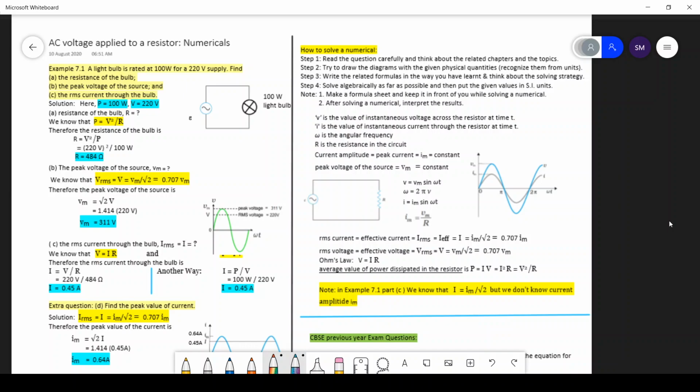Students, we will do the numericals based on the topic AC voltage applied to a resistor. We have example 7.1 from the NCERT chapter 7, alternating current. A light bulb is rated at 100 watt for a 220 volt supply. So we have a light bulb over here which is 100 watt and AC voltage is 220 volt. We need to find the resistance of the bulb.